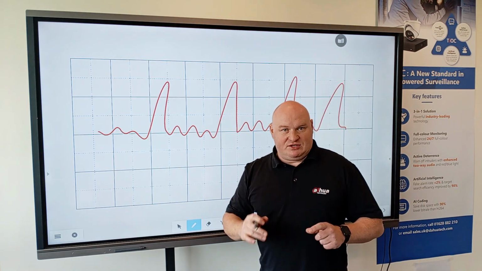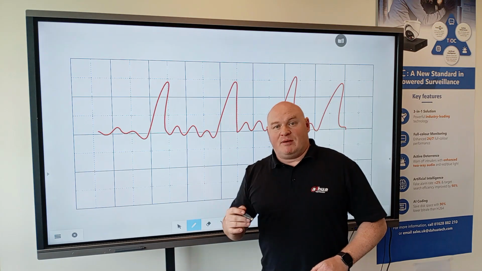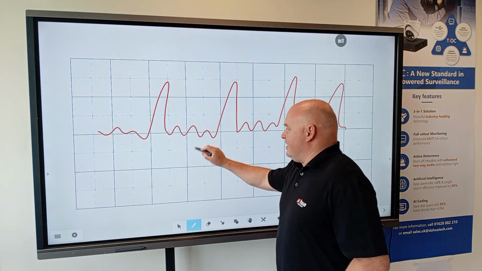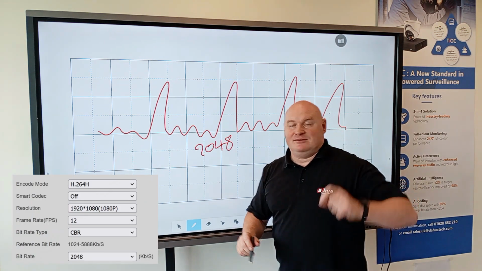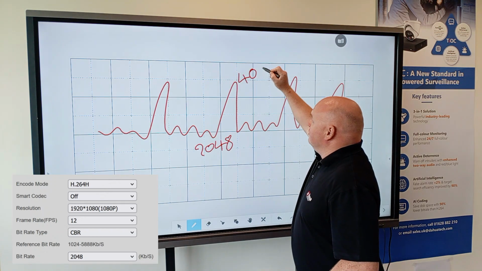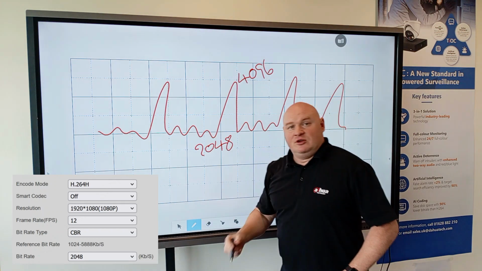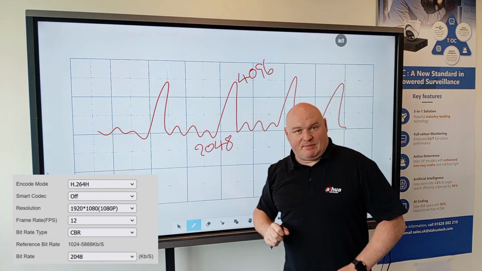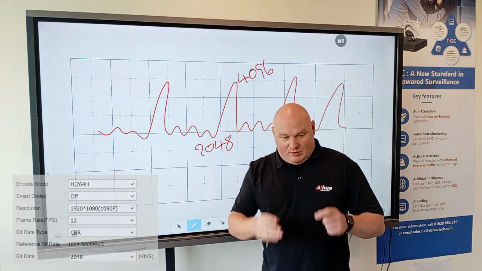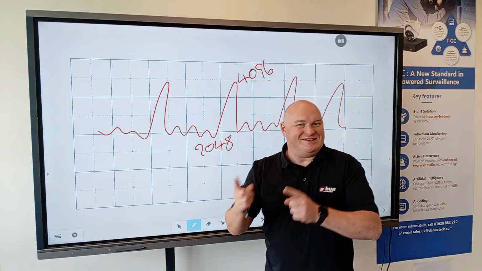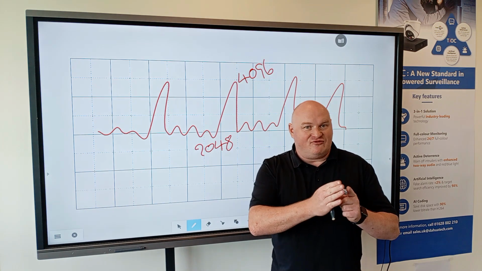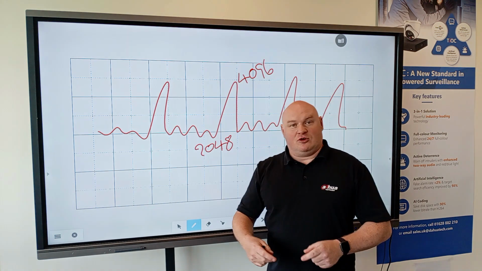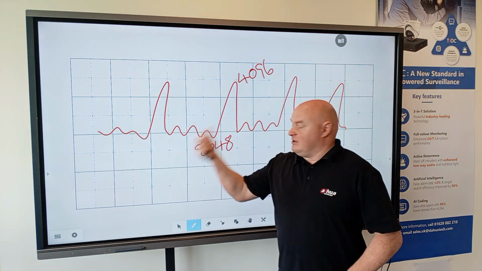Now, your bit rate, which is your data, has probably been set to a common one, which is like 2048. Your iframe peaks could actually be 4096. Okay, so 2 megabits per second, 4 megabits per second. Now, if you consider that we've got 25 frames per second, and then of course we've got the iframes, which is going to trigger every 40 frames, then you can see quite quickly that that's going to be a lot of iframes.